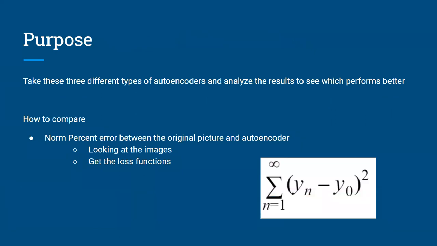When looking at the three different types of autoencoders, we want to analyze the results to see which one performs better. We will apply these autoencoders to an image classification problem, intending to achieve data compression. In order to test the accuracy of our models, there are several ways. For example, we could pull up the original and the recreated one from the autoencoder and visually check to see if there's a difference between them.